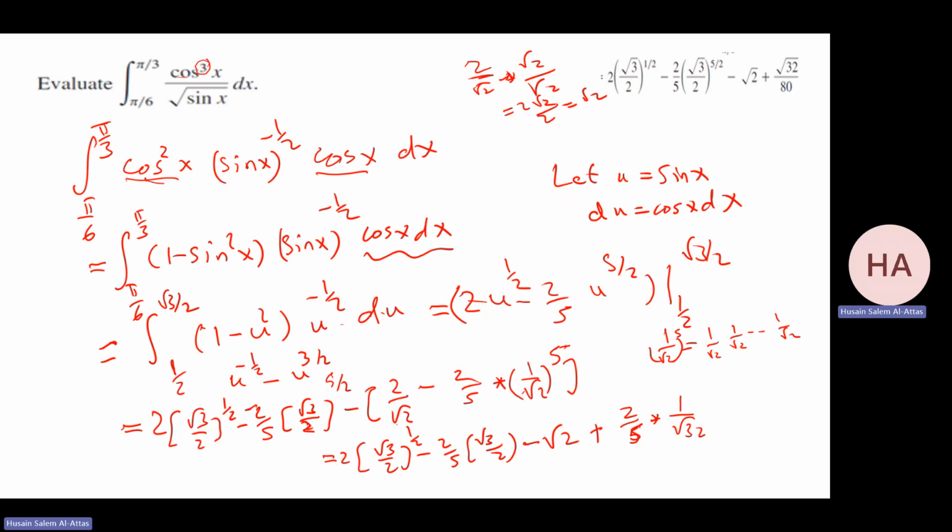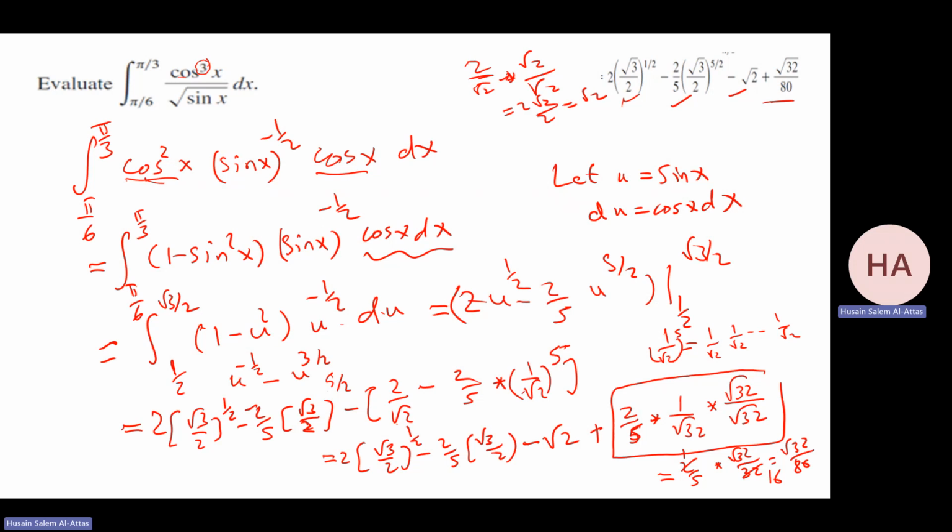Okay. Now, if I rationalize this, multiply by square root of 32 over square root of 32. The remaining is correct. That only will be 2 over 5 times square root 32 over 32. This will be 16. This is gone. So I have square root 32 over 80, which is this one.